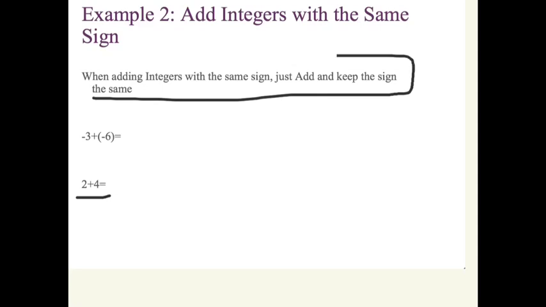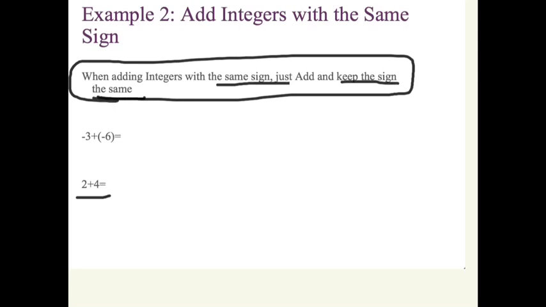When adding integers with the same sign, just add and keep the sign the same. So we're going to just add, and our answer is going to continue to have the same sign as the other two numbers. So since both of these are negative, my answer is negative. This is only when adding integers, by the way. Both negative, my answer is negative. 6 plus 3 is 9. My answer is -9. Both of these are positive. I'm just going to add them. 2 plus 4 is 8, and my answer will remain positive. It is okay if I write a plus sign here, but the plus sign is unnecessary.